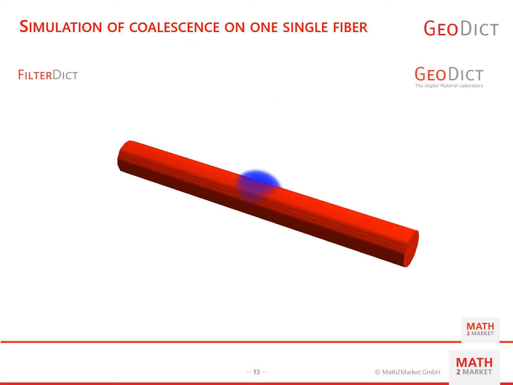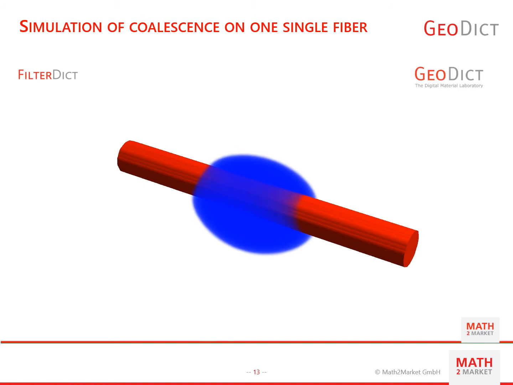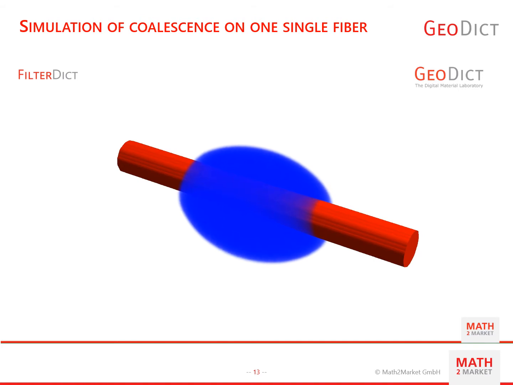So in this slide, we can take a look at a video. You can see the simulation of droplet coalescence on a single fiber as more and more smaller droplets coalesce and generate a larger droplet, as a very simple example to show how this works in GeoDict.